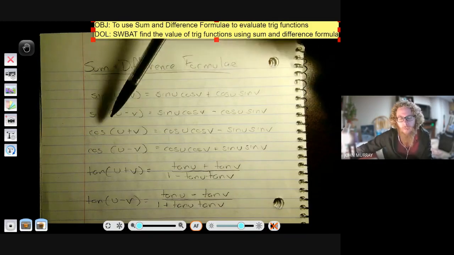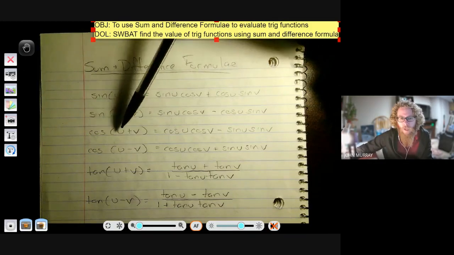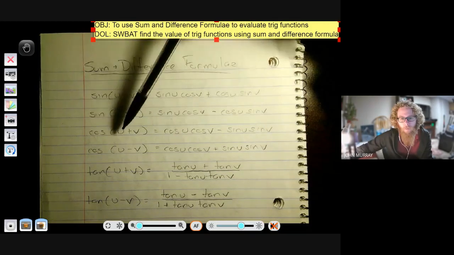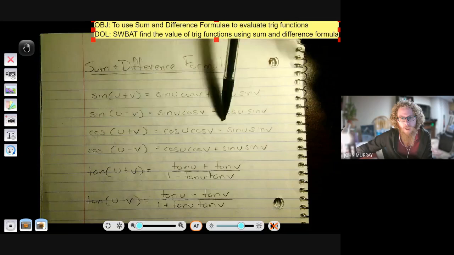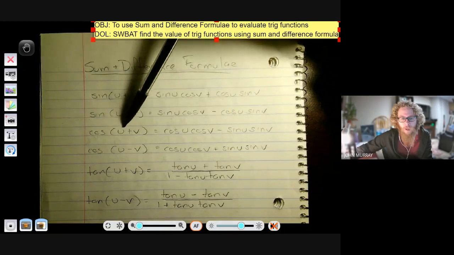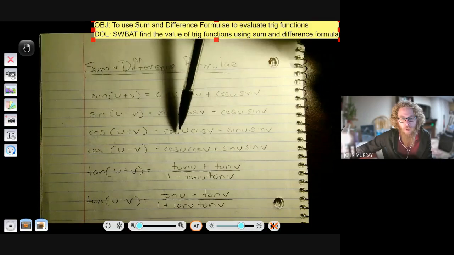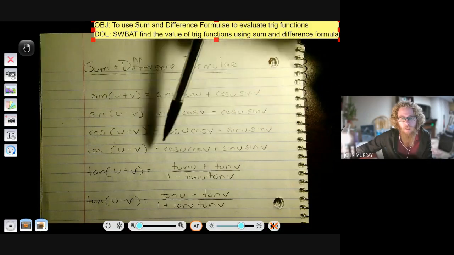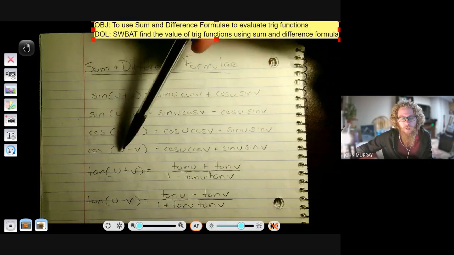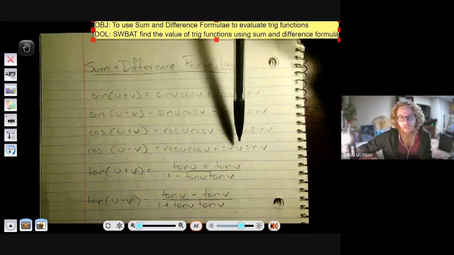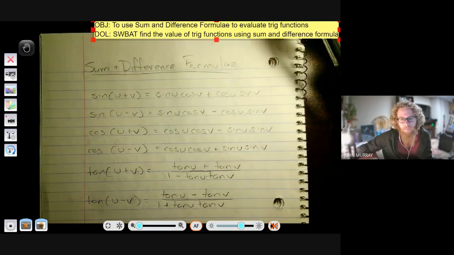For cosine, it's slightly different. With cosine, we keep cosines and sines together, and the addition and subtraction is opposite. So the cosine of u plus v becomes cosine u cosine v minus sine u sine v. And for subtraction, we flip it: cosine cosine plus sine sine.